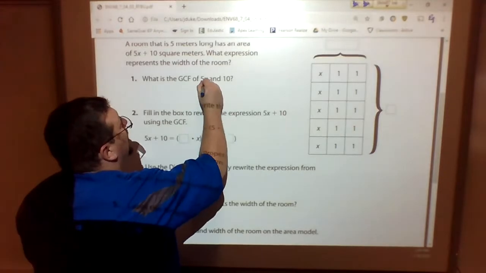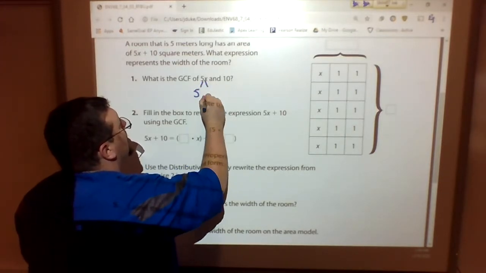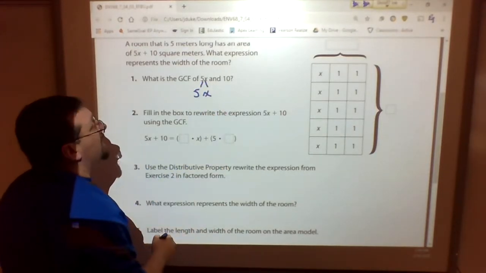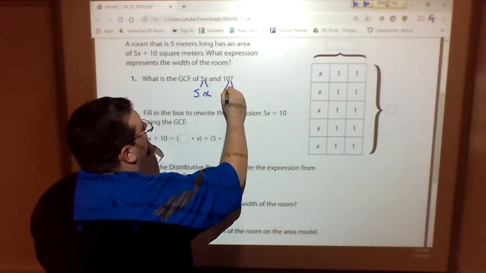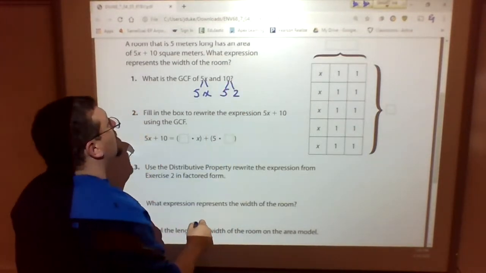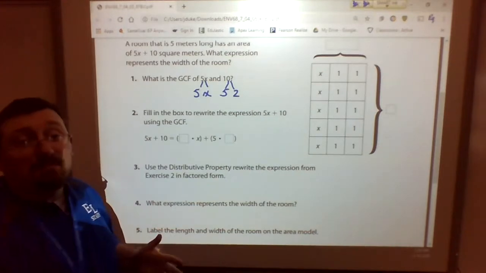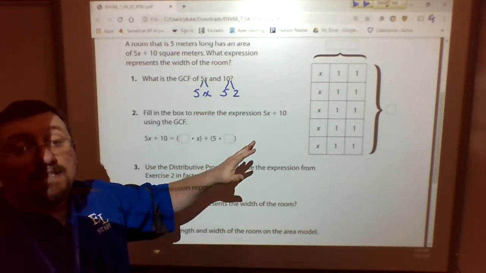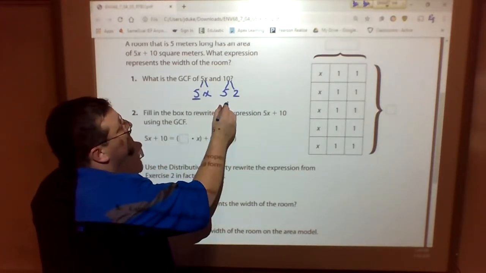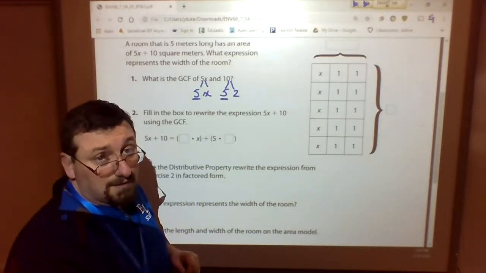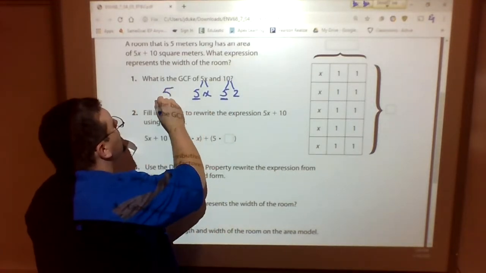I'm going to make it a factor tree. All right, I know that 5x is simply 5x, and the 10 is 5 times 2. All right, so my greatest common factor, very simply, I've got 5x and 5 times 2. I'm going to go ahead and underline the 5. All right, that's my greatest common factor.